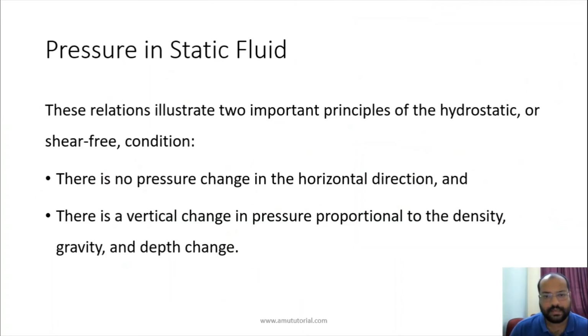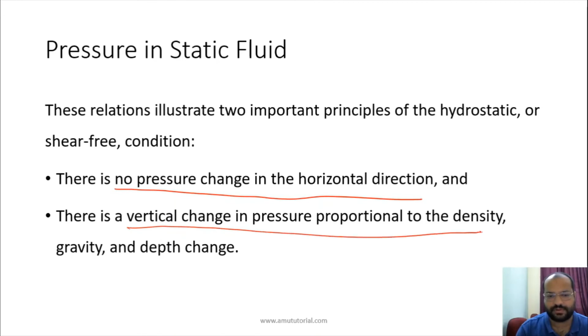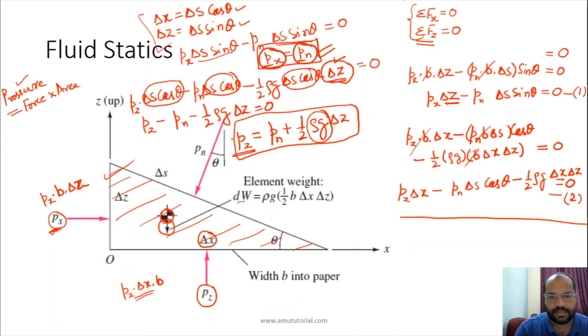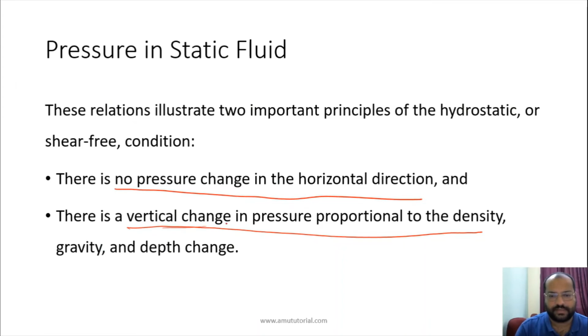Now let us say that I have discussed this one. There's no pressure change in the horizontal direction, and the vertical change in pressure is proportional to the depth, proportional to gravity, and proportional to the density of fluid. This change is proportional to all these three terms. So we can conclude here: vertical change in pressure is proportional to density, gravity, and depth. So this is the pressure in a static fluid.